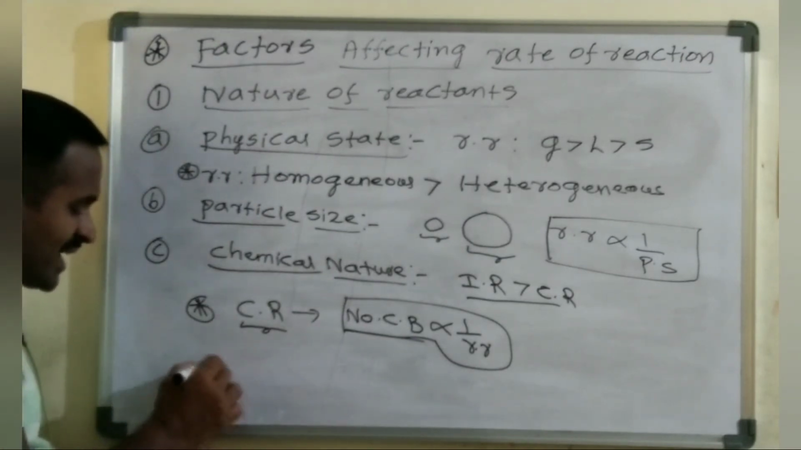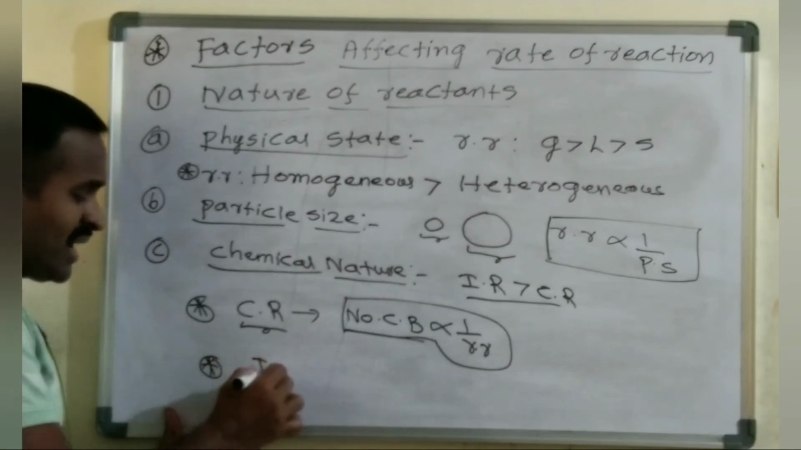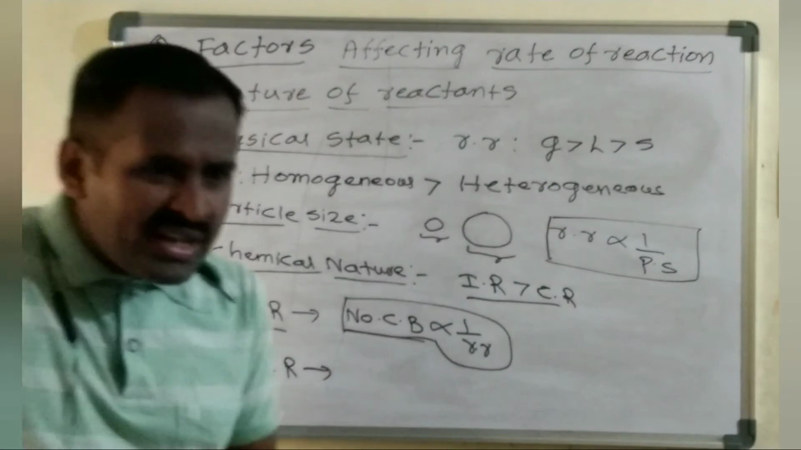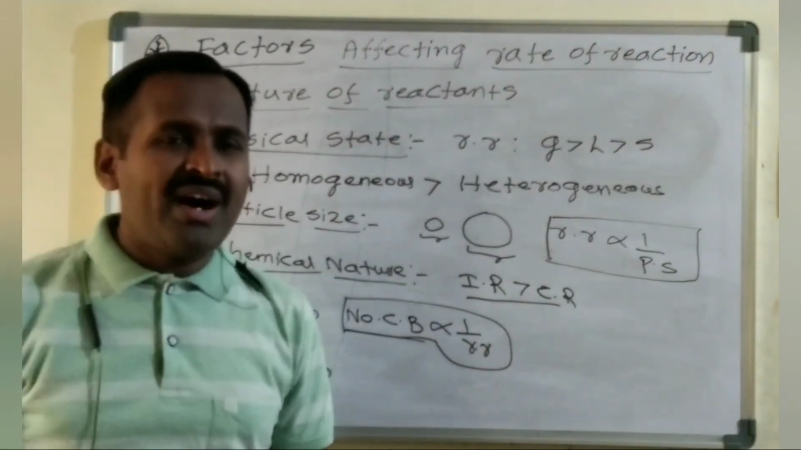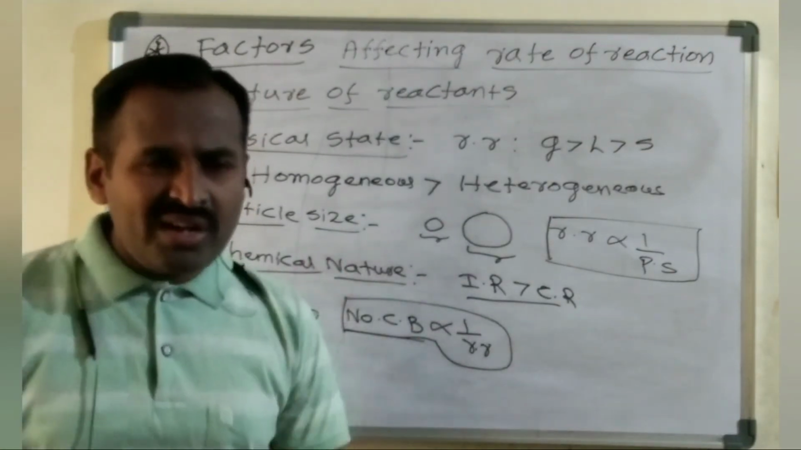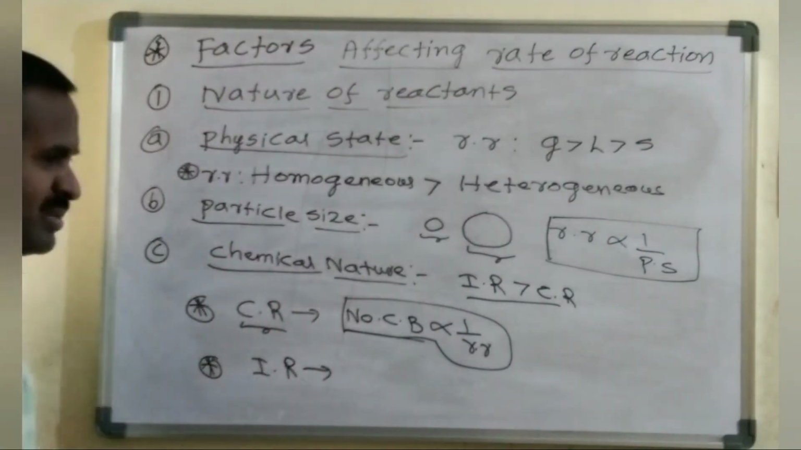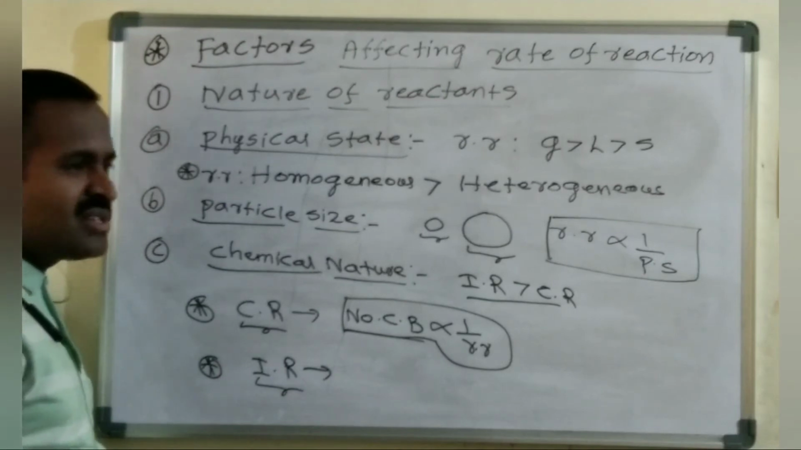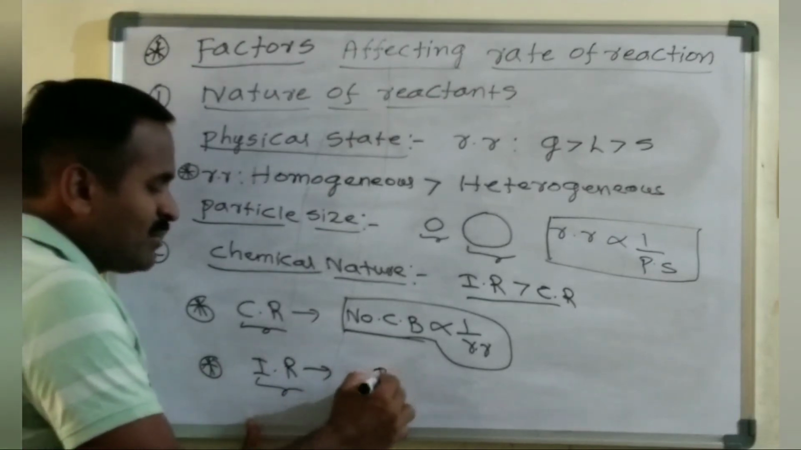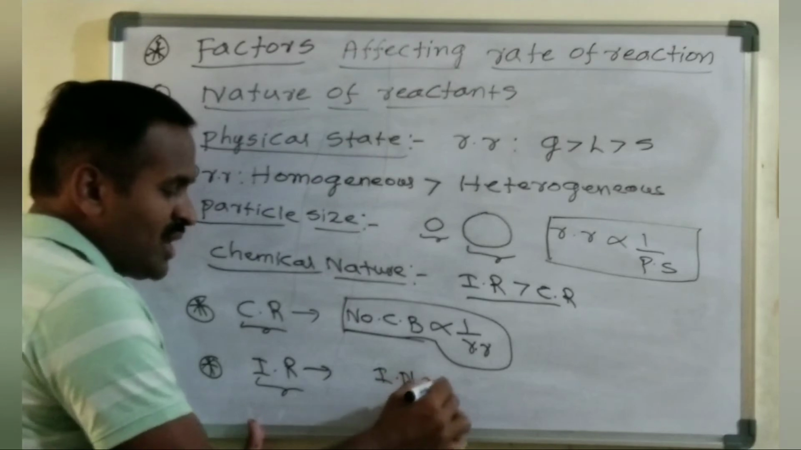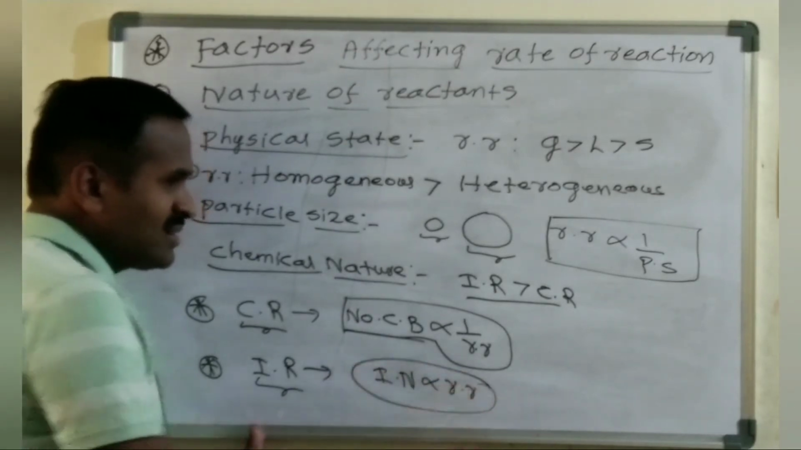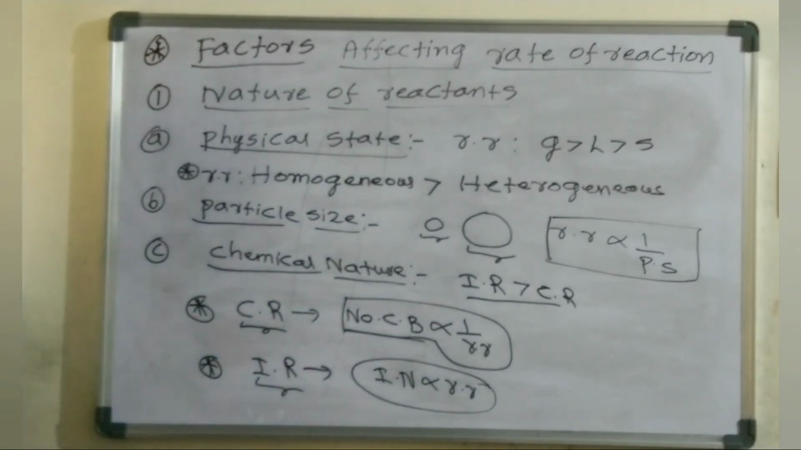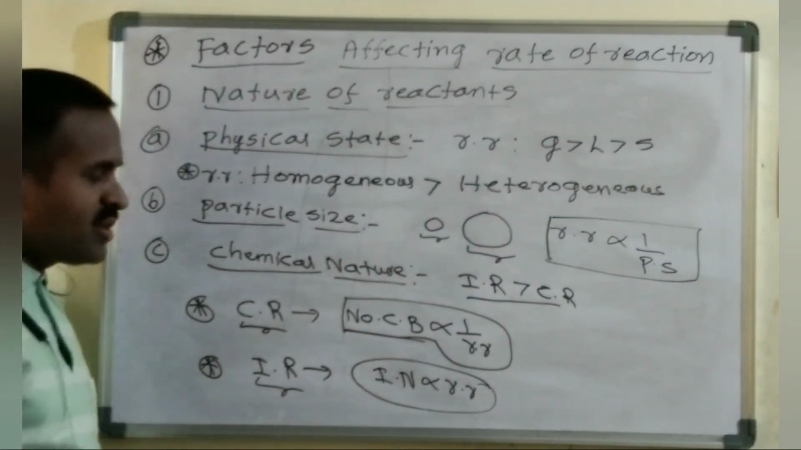If only ionic reactants are involved in the reaction, and the ionic compound has more ionic nature, then definitely its rate of reaction is going to be more. We can write here: ionic nature is directly proportional to the rate of the reaction. The more the ionic nature, the more the rate of reaction is also going to be.